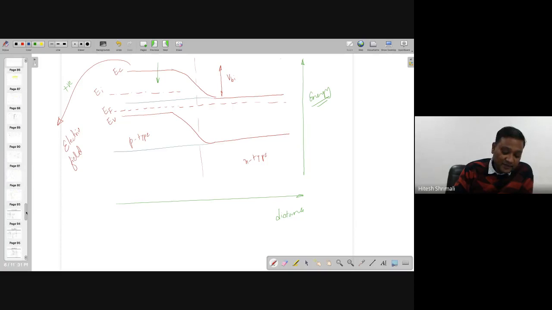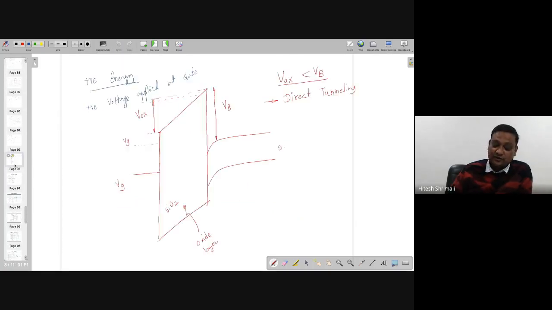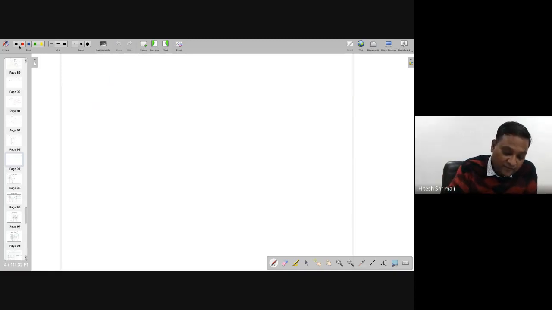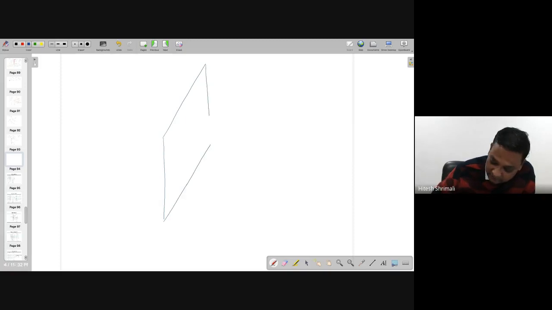So the tunneling effect requires something to understand that, look, electrons available here have to go through the barrier of this one. So in the case of VOX lesser than VB, such a thing will happen. If you draw it, the definition says that if it is making the trapezoidal approximation, that is a direct tunnel. And in the case where you are applying a much higher voltage than what you applied here, such a thing will happen. The application of voltage is very high.